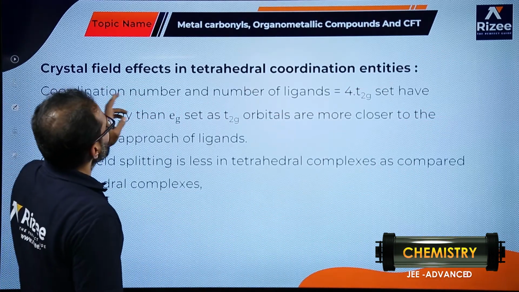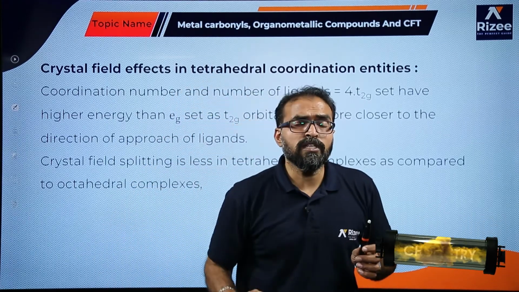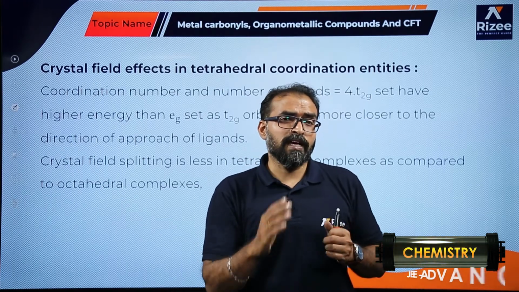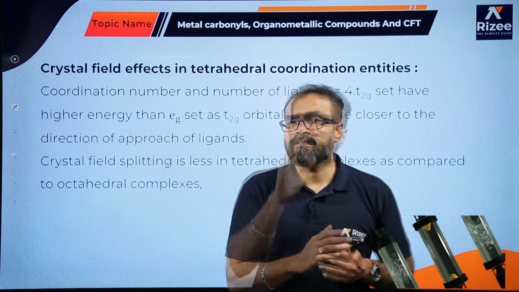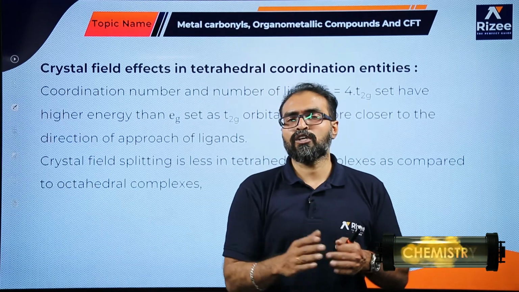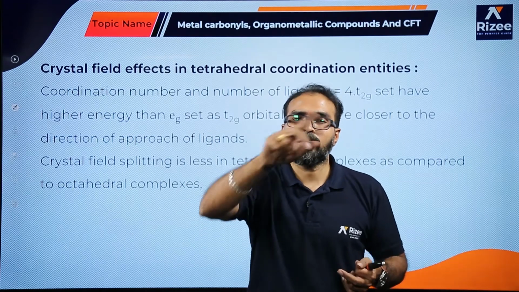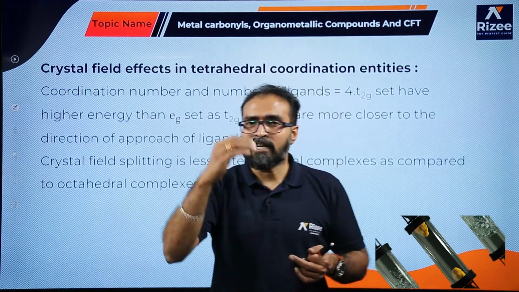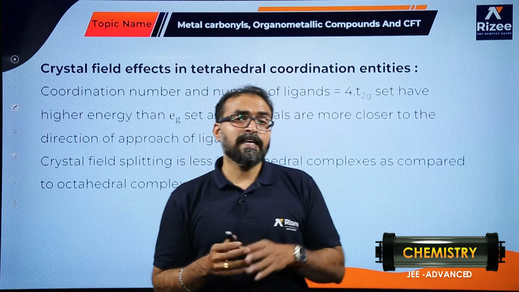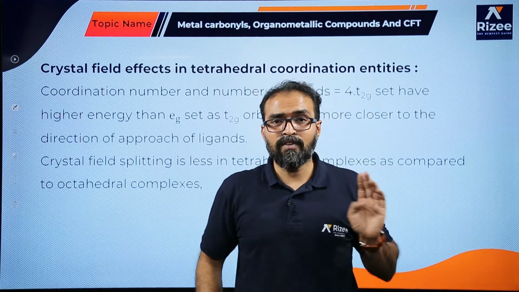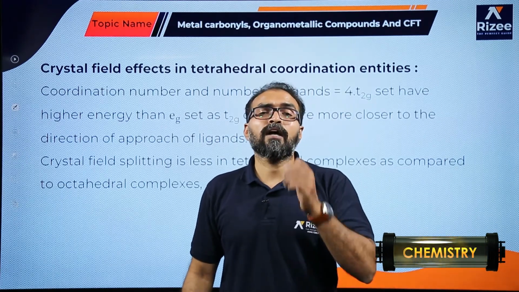Next one, crystal field effect in a tetrahedral coordination entity. In the earlier case, ligands approach along the axis. If the ligands approach between the axes, what will happen? Which d orbitals have orientation between the axes? T2G, whereas EG is along the axis. So we can expect that splitting will take place just opposite to the octahedral complexes. Then how will be the extent of splitting? Will it be equal to the octahedral complex or less? Definitely it will be less, since octahedral complexes have 6 ligands and here we have only 4 ligands. So the extent of splitting is very small compared to octahedral complexes.